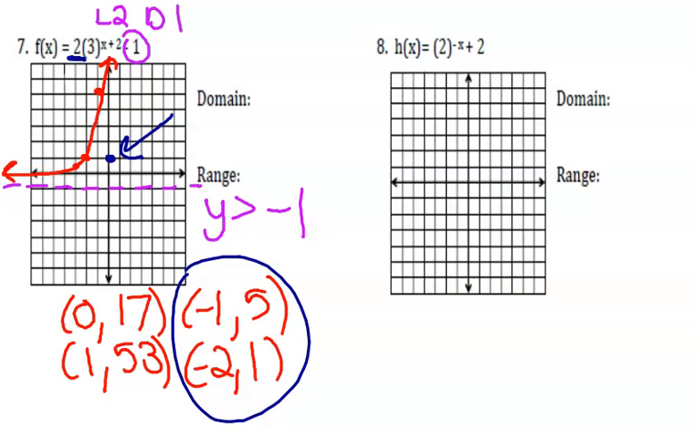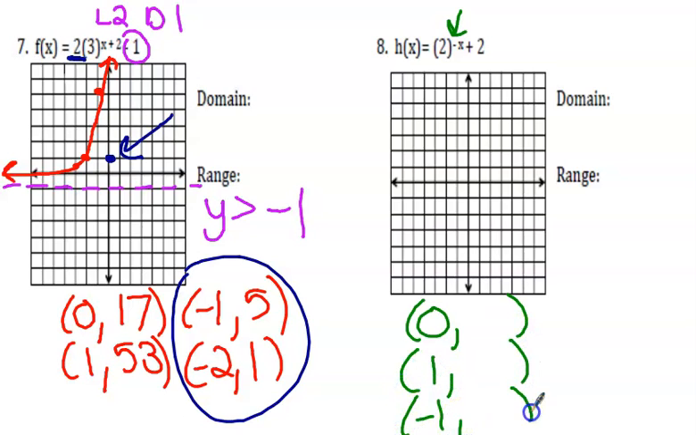So just give yourself an idea of what your graph should look like before you get started. What on earth is going to happen if I have a negative x? All right, so let's think about this. When I'm plugging in 0, when I plug in 1, when I plug in -1, how does that affect it? All right, here's our last one. Sorry, domain, all real numbers, y is greater than -1.